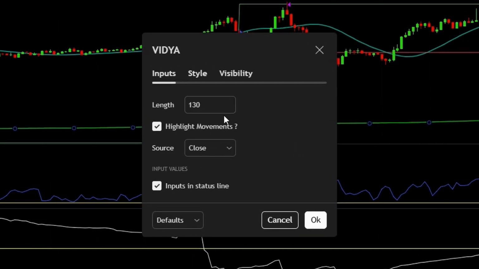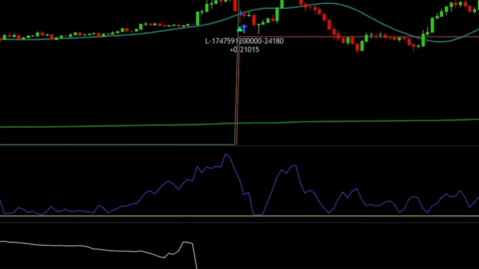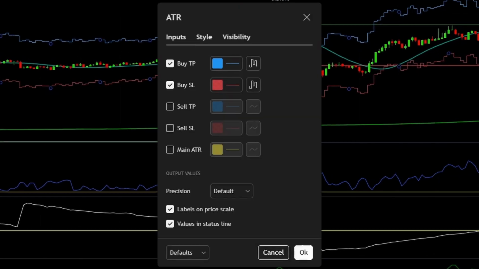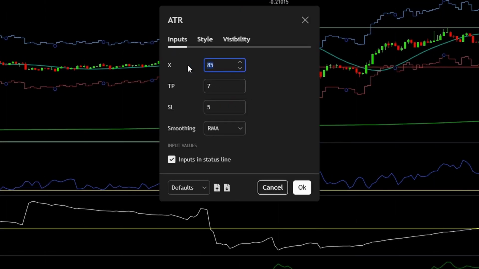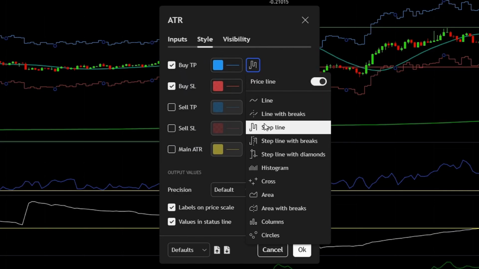Okay, next the Vidya or slow moving average. Let's enable it and change the length to 130. After that, our NNFX ATR, the stop loss indicator. Make sure its X value is 85, the TP value is 7, and the SL value is 5. In the styles tab, untick the sell TP, the sell SL, and the main ATR, as this is a long only strategy, so we only need a long stop loss and take profit levels. And change the line style to stepping.